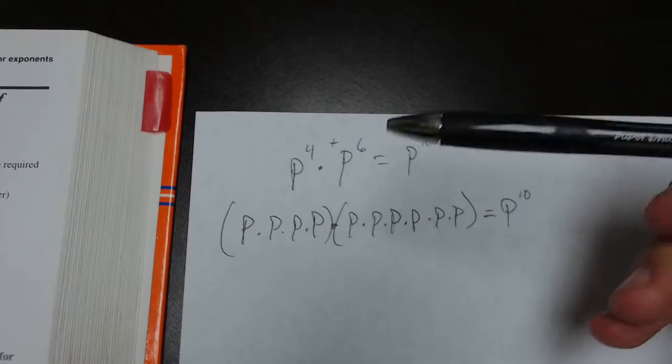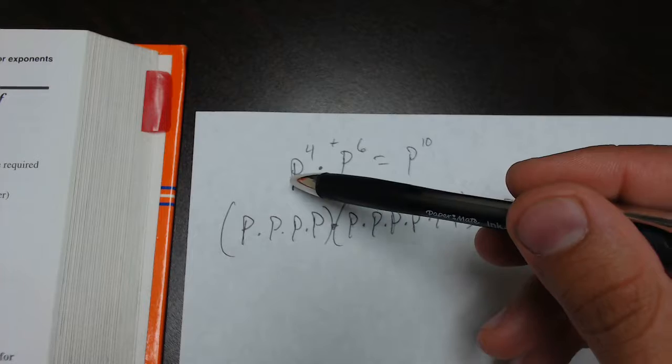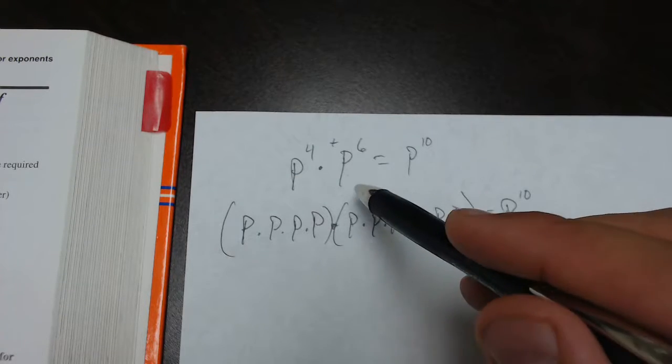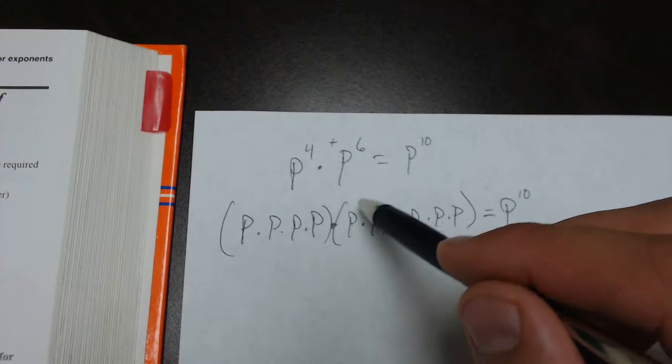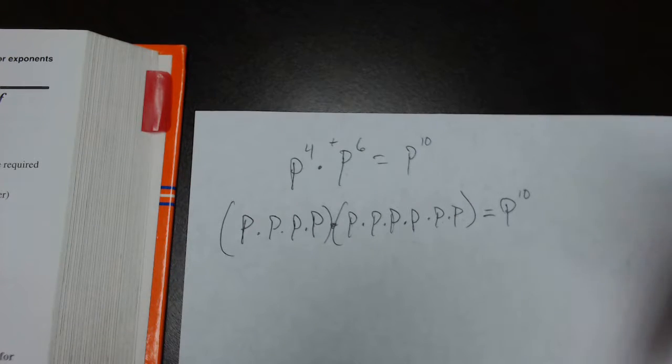Another way to think of it is to put a noun onto the unknown. So instead of saying p to the power of 4, I could say I have 4 pizzas. I have 4 pizzas and 6 pizzas. How many pizzas do I have in total? It's 10 pizzas, right? Or pizzas to the power of 10.